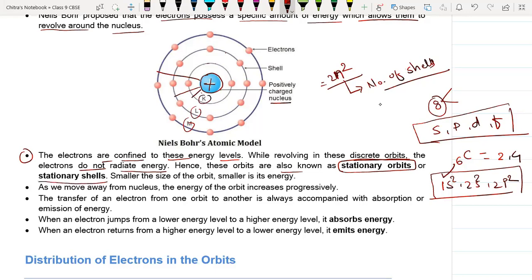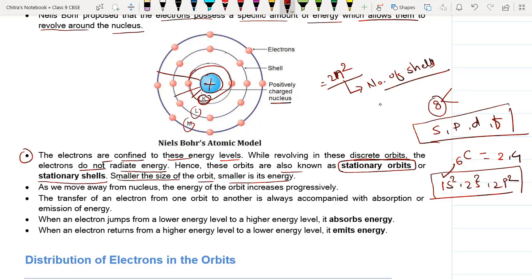They are called stationary shells. Smaller the size of the orbit, smaller is the energy. The K shell, which is closest to the nucleus, has smaller size, so it has smaller energy. As we move away from the nucleus, energy level increases.